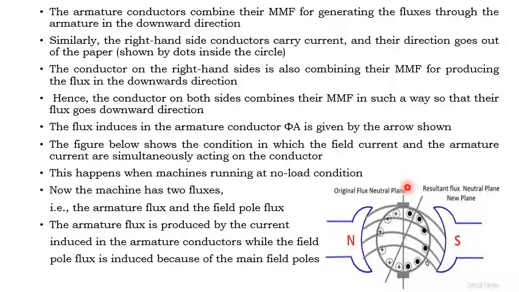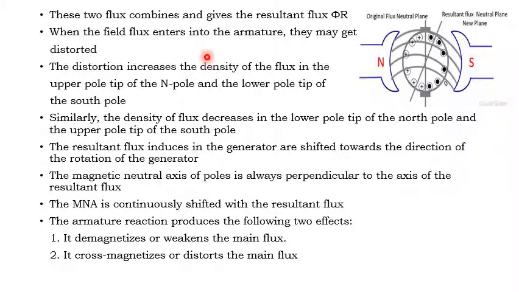Now what about the resultant flux here? This is the flux produced by the main field poles, and this is the flux produced by the armature. The combination of these two gives one resultant flux, which lies along the neutral plane. These two fluxes combine and give the resultant flux phi r.